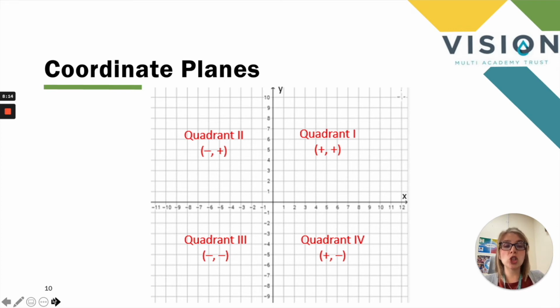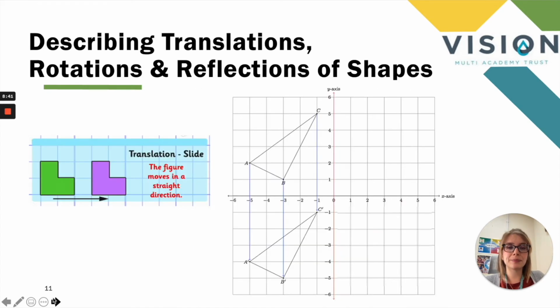So quadrant 2 is to the left. So we've still got the plus on the y-axis and the minus numbers on the x-axis. Going down below there, we've got quadrant 3. Both axes are minus. And moving across to the right there on quadrant 4 means that the x-axis is plus and the y-axis is minus. So it's just important to remember that when we talked about the 4 quadrants, we go anti-clockwise.